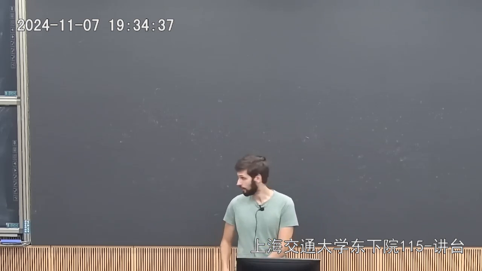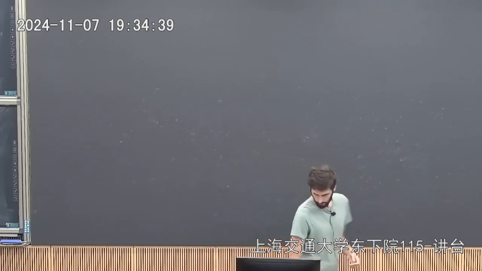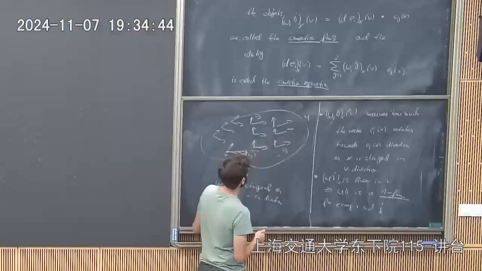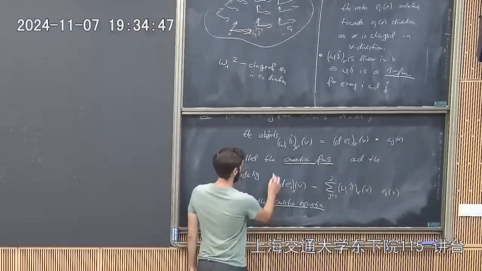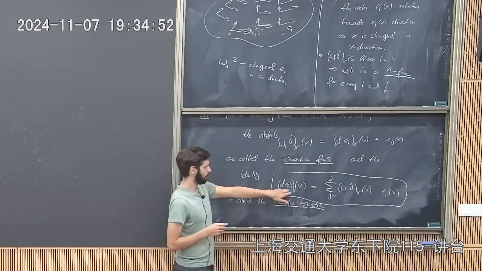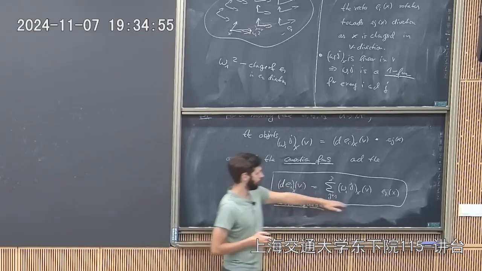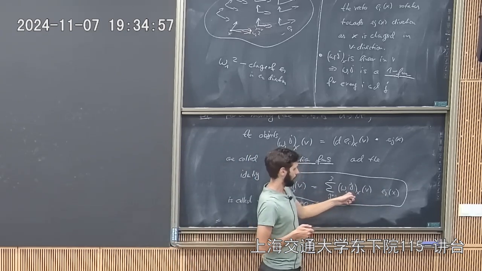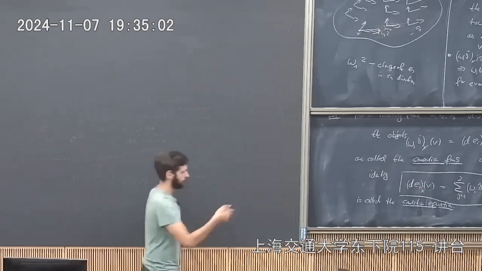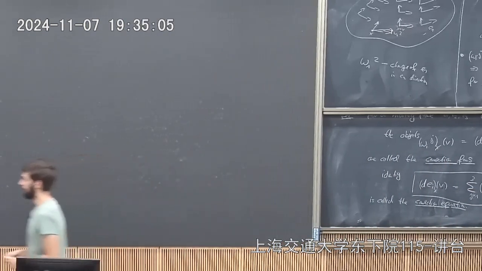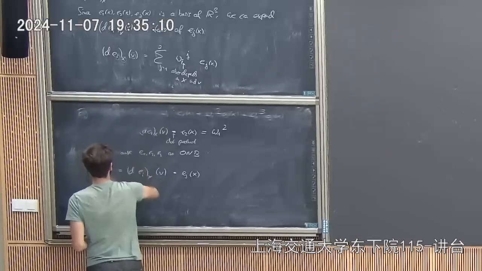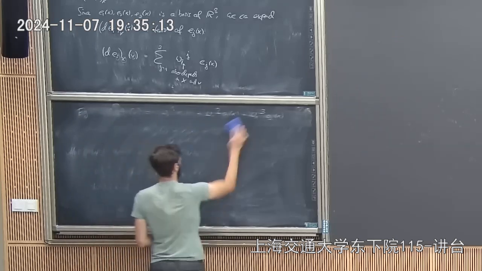Okay, let's continue. So we now got these connection equations, which say that the change of the frame in a certain direction is given in terms of these omega ij, expanded with respect to the frame itself. I would like to compare that to the Frenet equation that we have already seen.